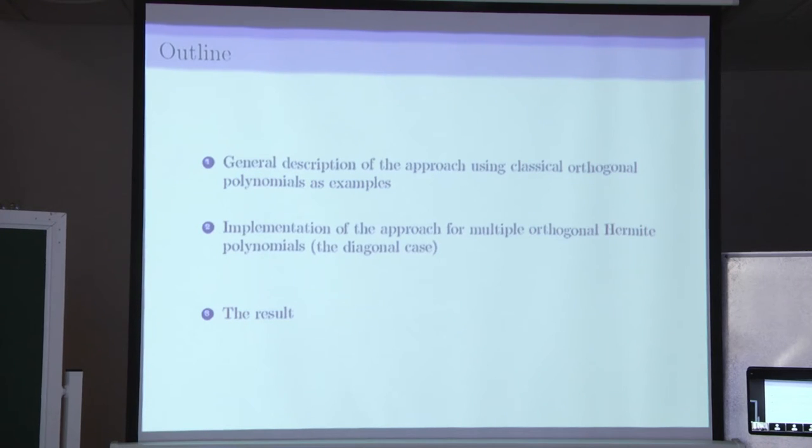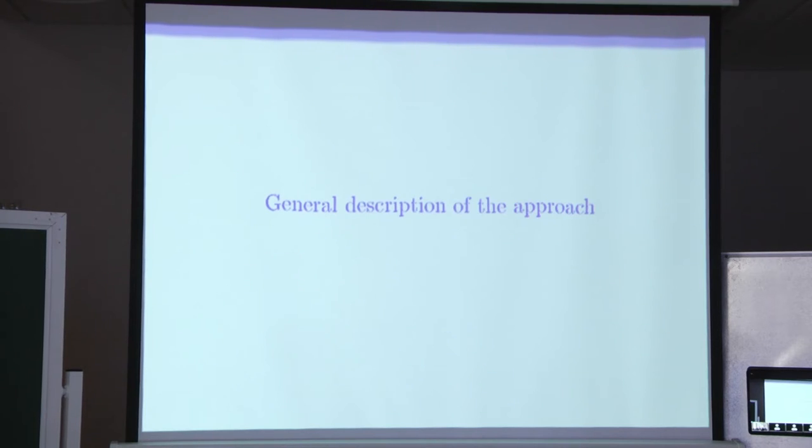First of all, I'd like to explain the idea of the approach on the classical cases for classical orthogonal polynomials, which can be defined as solutions of the second order recurrence relations, the second order difference equations. And then I modify this approach to our case, to multiple orthogonal polynomials. There are some difficulties and some differences. And at the end, I show the result and show our asymptotic.